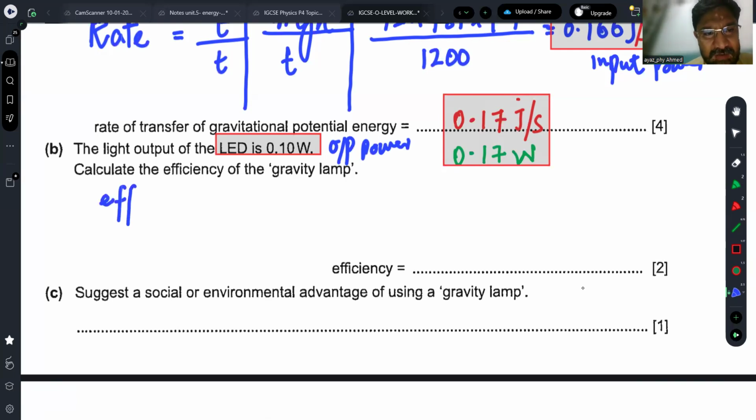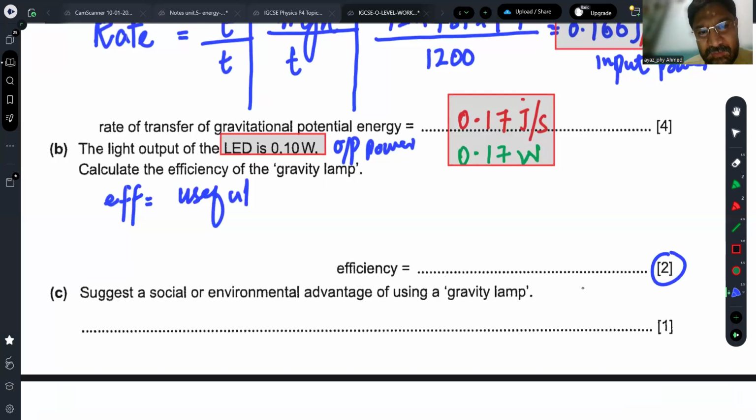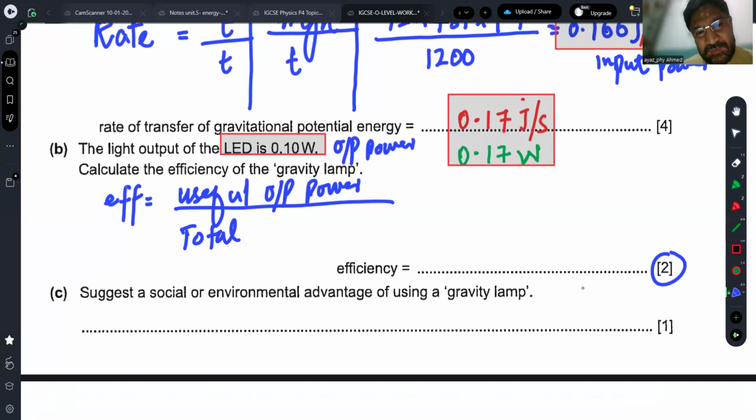Efficiency is equal to useful power, because I told you in my notes and in my video lecture that it is either a power ratio or an energy ratio. Because you are having powers, input and output, efficiency will be useful output power divided by total input power, times 100. You are having 2 marks, so there is no need to write the formula totally.